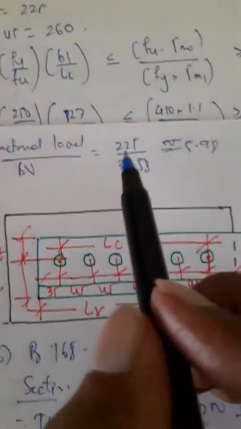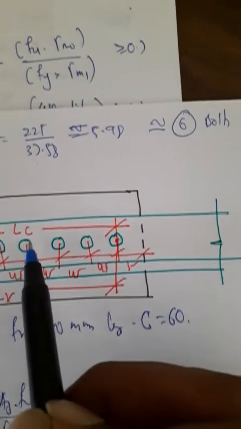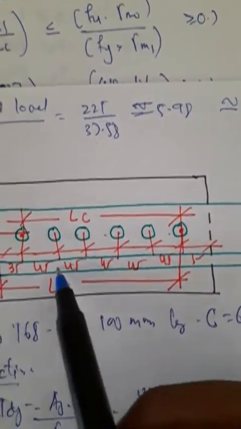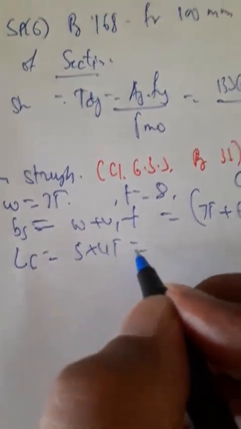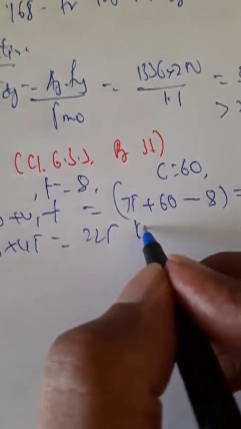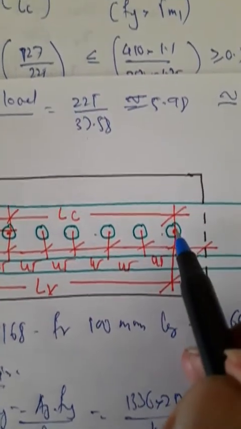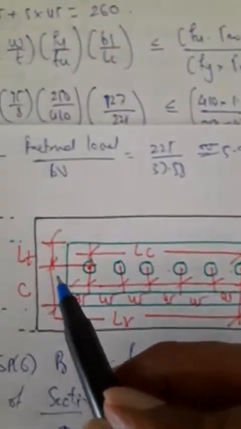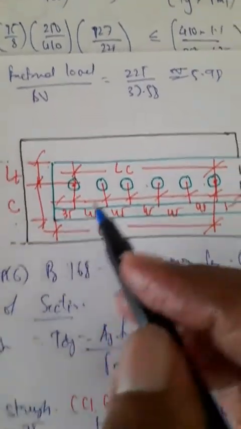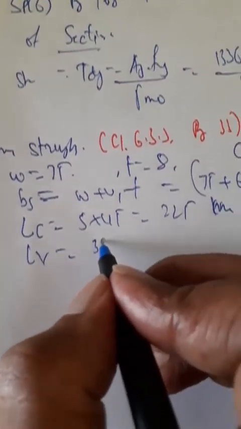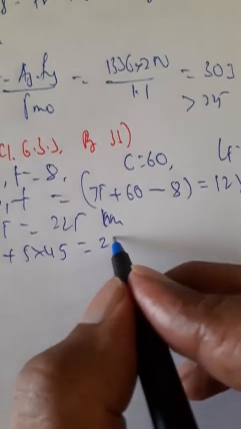Lc is the distance between this bolt center to this bolt center. So 1, 2, 3, 4, 5, 5 into 45. You have the answer 225 mm. Lv is the distance of this bolt center till this edge. So it will be 5 into 45 plus 35, that is 35 plus 5 into 45. So you have the answer 260.